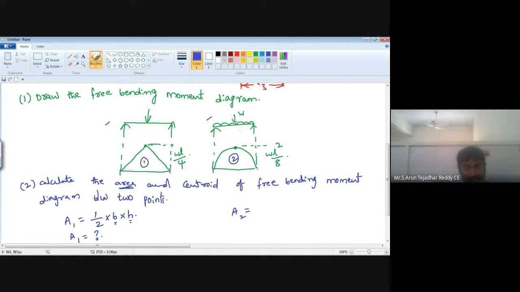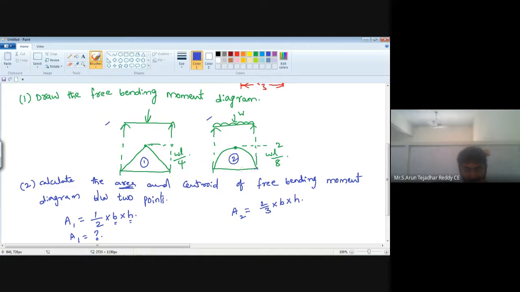Next, if you come to the second free bending moment diagram, how does it look? It looks like a parabolic shape. Now what is the area of a parabola here? That is 2 by 3 into base into height. Area of the parabola here is 2 by 3 into base into height.